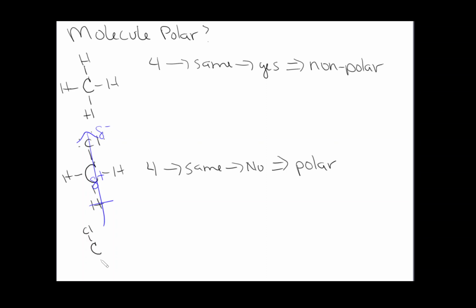I'm going to trick you. It is drawn flat for convenience only. Don't forget that. Alright, how many things are around it? 4. Are they all the same? No. Therefore, it is polar. Jolly, wait. These look like they're 180 degrees apart from each other. So therefore, they must cancel out.